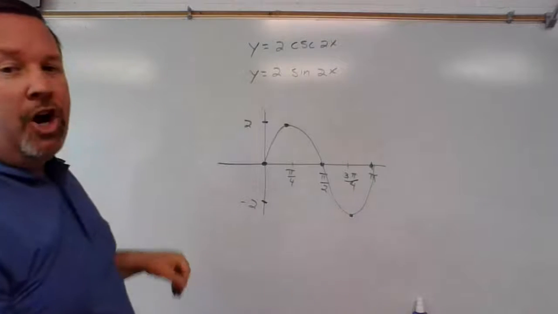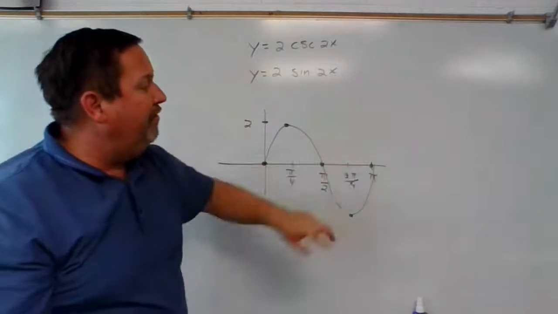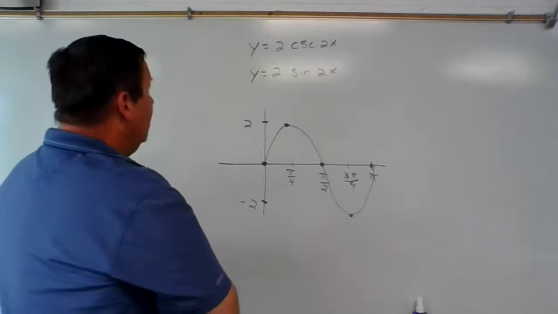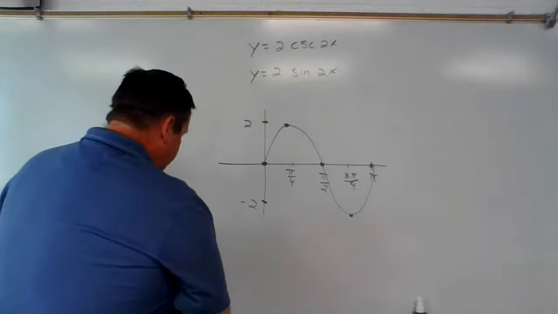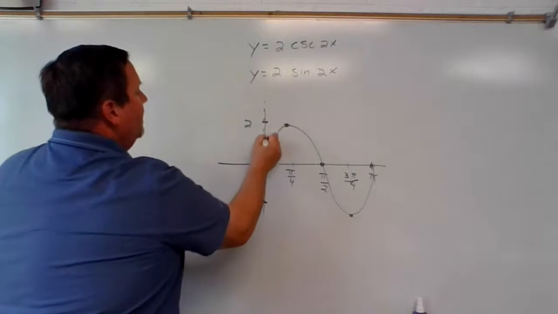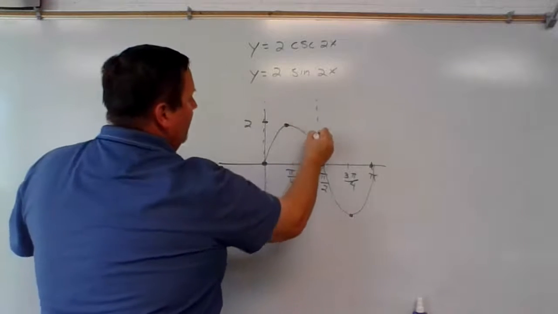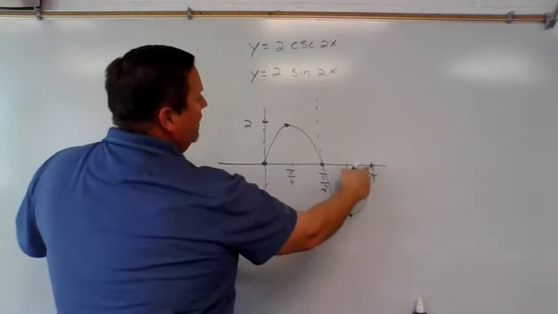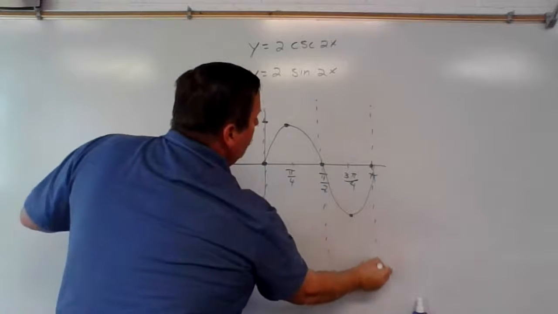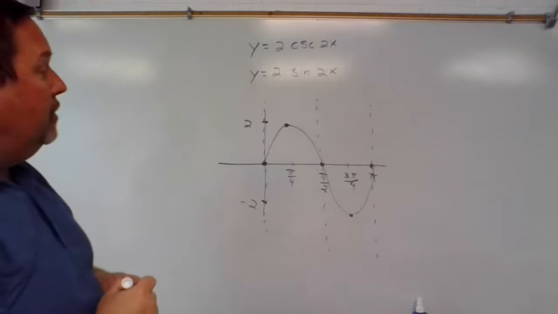Well, please remember, cosecant, everywhere that sine is 0, the flip of that is undefined. So cosecant is going to be, let's do that in a different color. Cosecant is going to have an asymptote right here where sine was 0. It's going to have an asymptote right here where sine was 0, and over here an asymptote where sine was 0. And now I'm just going to do smiles and rainbows.